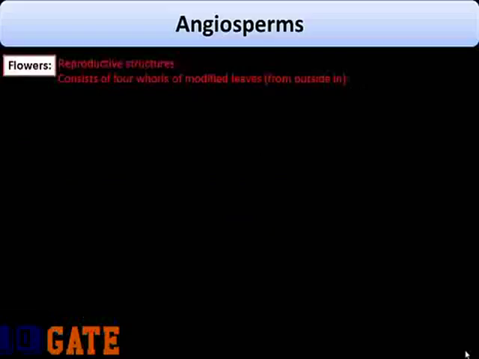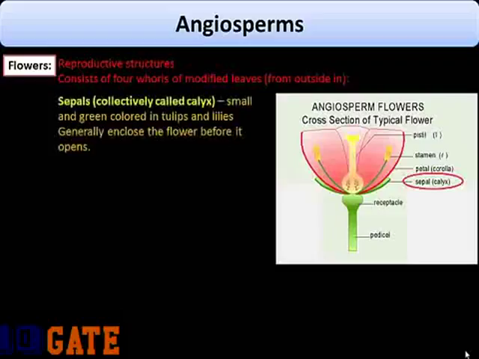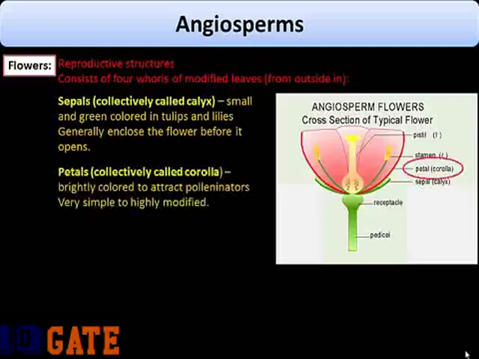So flowers. Flowers are the reproductive structures of an angiosperm, and they consist of 4 whorls of modified leaves. So we'll discuss the 4 whorls from outside in. First, sepals. Sepals are often small and green, but are colored like the petals in tulips and lilies, and generally enclose the flower before it opens.